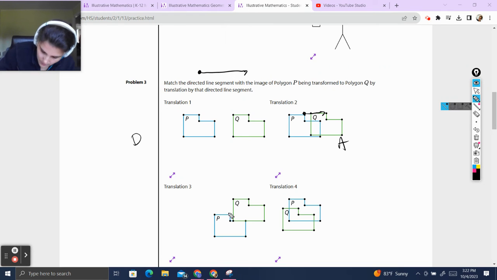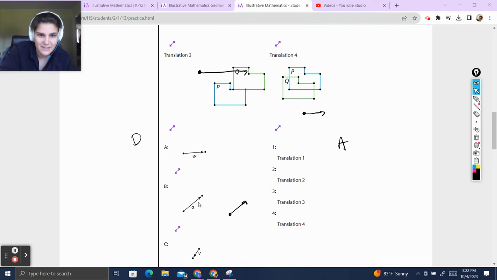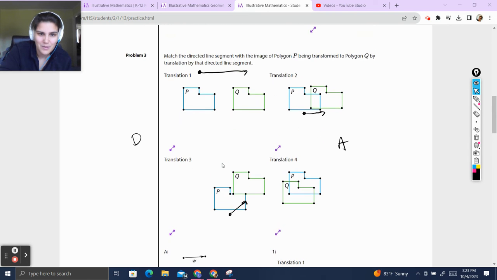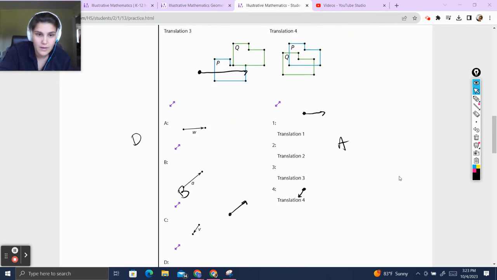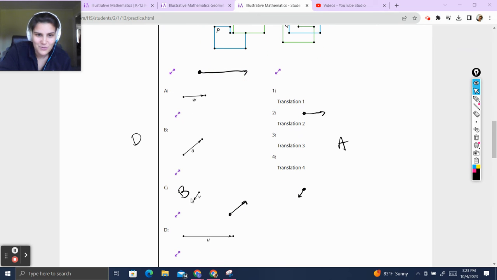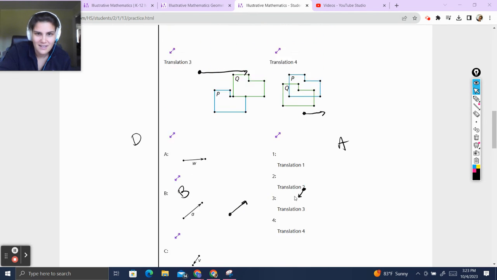For translation 3, we're going P to Q. I'm starting here. The corresponding point is there. Let's scroll on down to find the correct one. He matches right there. So that's going to be B for translation 3. And then our last one, we're going P to Q. So P down to Q. And I'm just using one point, but that should always work. You just have to make sure the point is corresponding. And he matches with translation B, which is pretty cool.